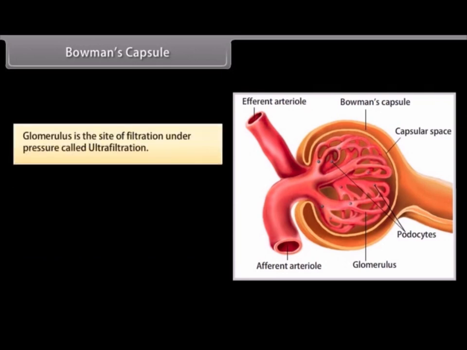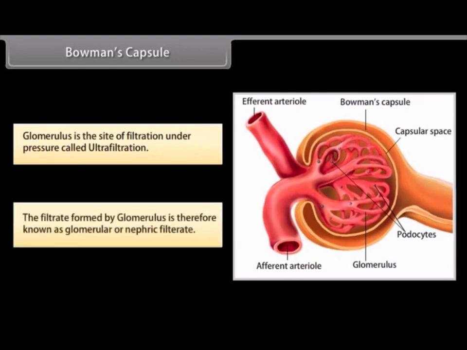Glomerulus is the site of filtration under pressure called ultrafiltration. The filtrate formed by the glomerulus is therefore known as glomerular or nephric filtrate.